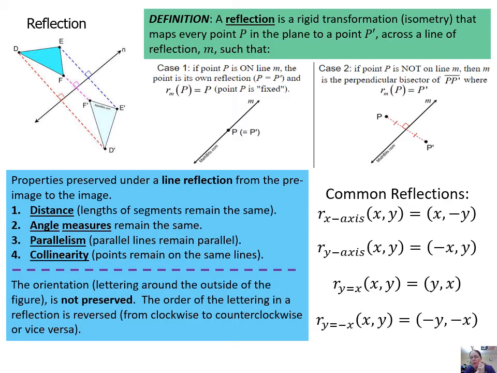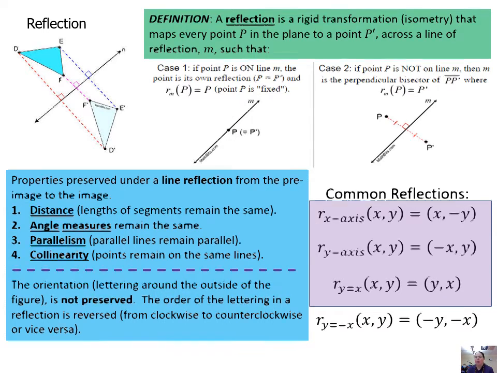Common reflections that we have: we can reflect across the x-axis, and that means the y value would just change sign. Reflect across the y-axis, the x value would change its sign. Reflect across the line y equals x, the x's and y's change spots. Or reflect across the line y equals negative x, the x's and y's switch spots, and they also change sign. Let's take a look at examples of those. Those top three are the main ones that we work with.